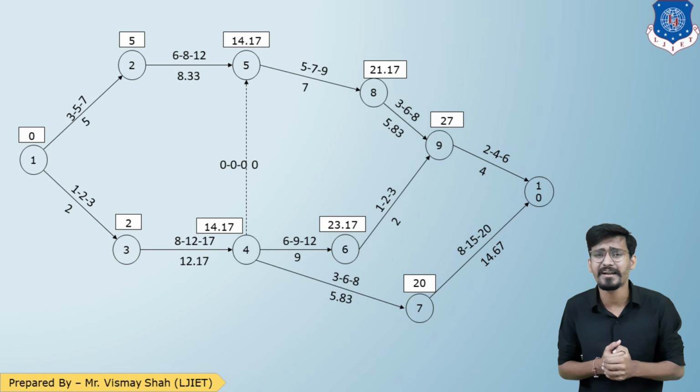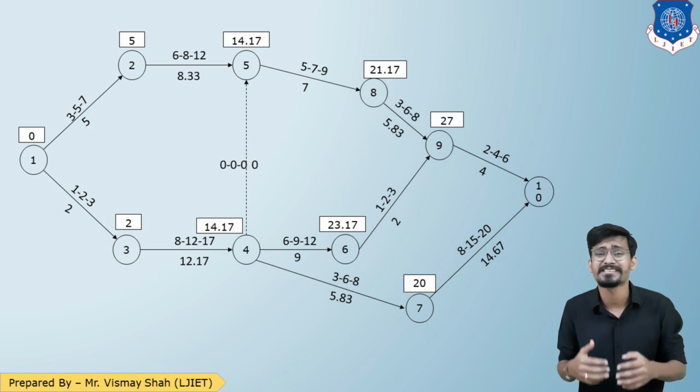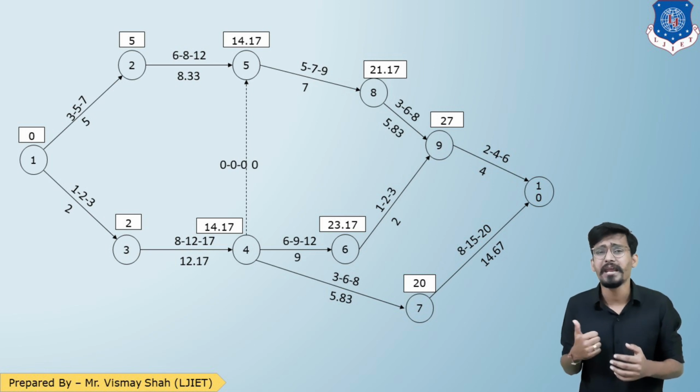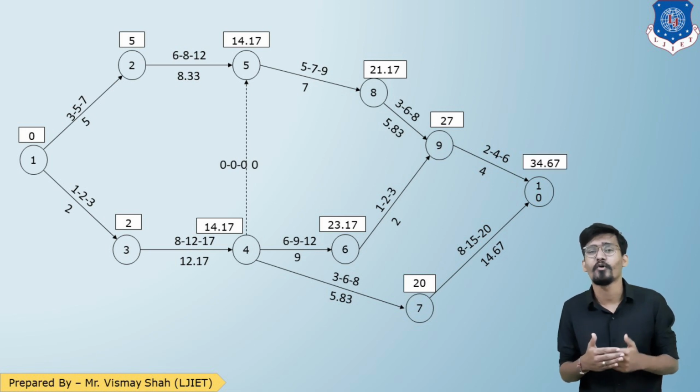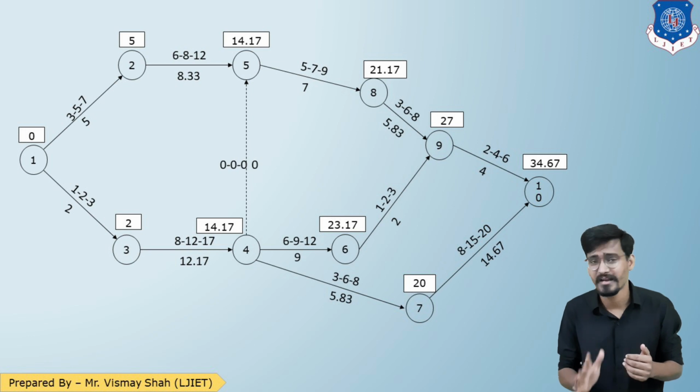And the last is event number 10. There are two ways, 7 to 10 and 9 to 10. If I go from 7 to 10, for 7 it was 20 and the duration was 14.67. So 20 plus 14.67, that is 34.67. And from 9 to 10, 27 plus 4, that is 31. So the maximum is 34.67, so we'll consider 34.67. That is my forward path analysis.